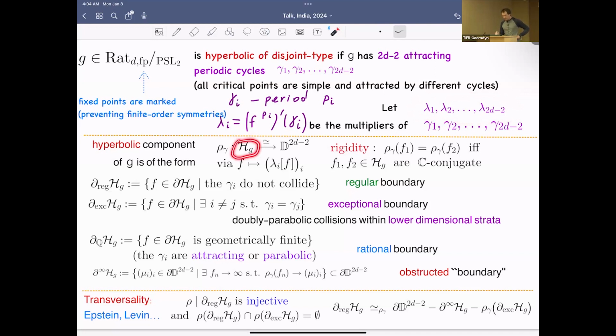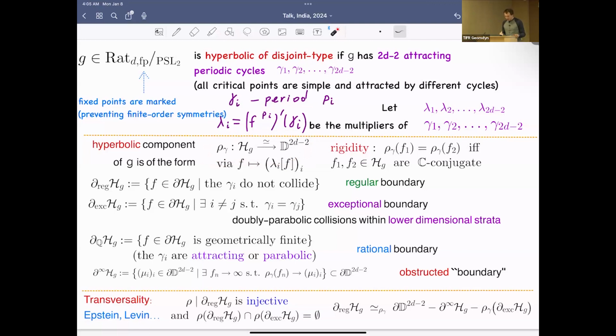They do parametrize our hyperbolic component, and we can identify our hyperbolic component with the unit disk to this power. The parameterization is via the multipliers. To justify such a parameterization, we can just appeal to rigidity: two maps are complex conjugate if and only if the sets of multipliers coincide. We would like to take a look at what is happening with this parameterization as we approach the boundary.